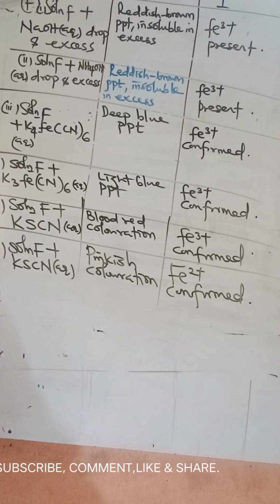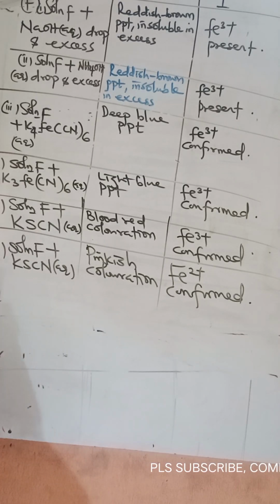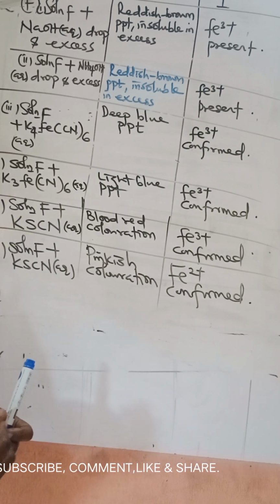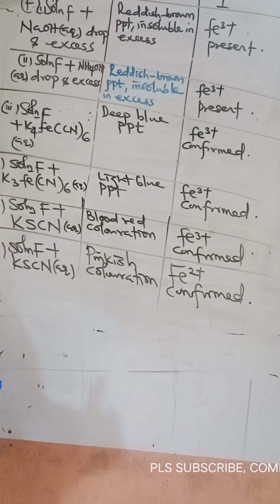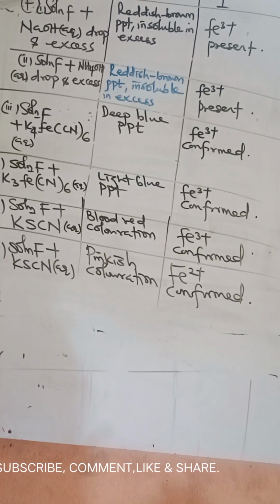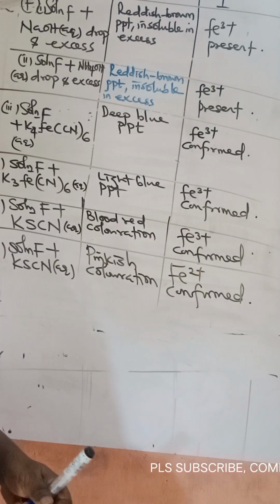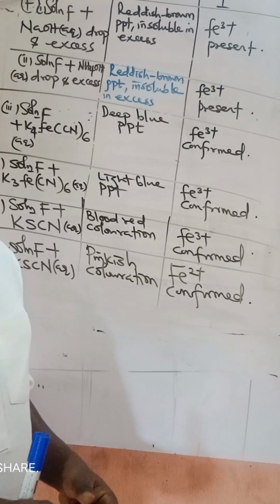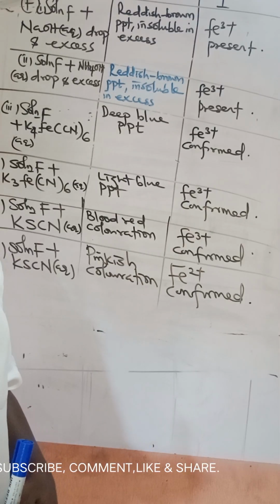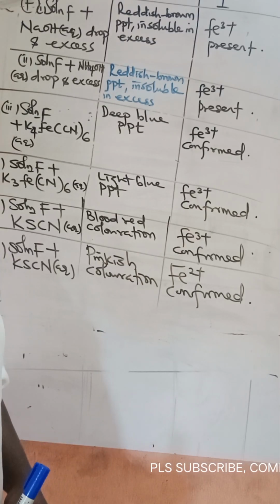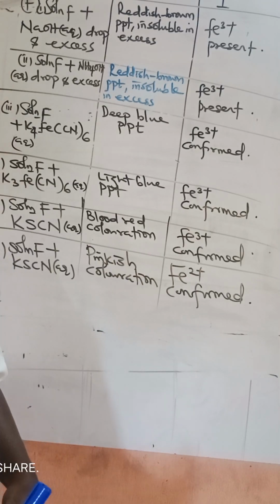So this is the end of solution test in chemistry. In our next video, we are going to start with anion detections. There are 2 tests on the anions: the complete test and the preliminary test.